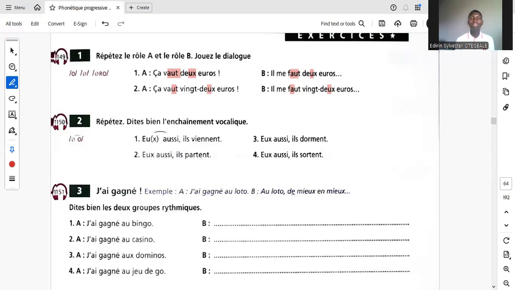Exercice 2. 1. Eux aussi, ils viennent. 2. Eux aussi, ils partent. 3. Eux aussi, ils dorment. 4. Eux aussi, ils sortent.